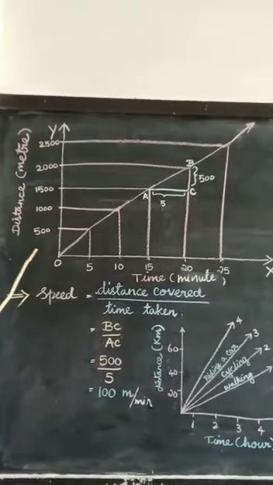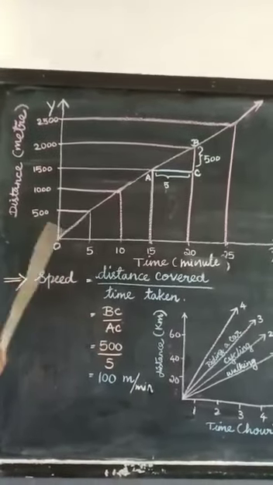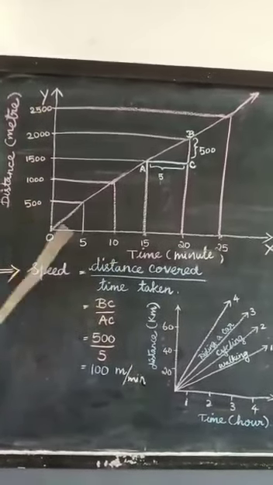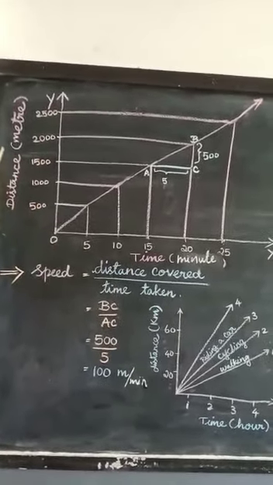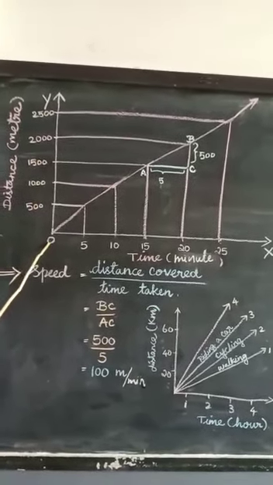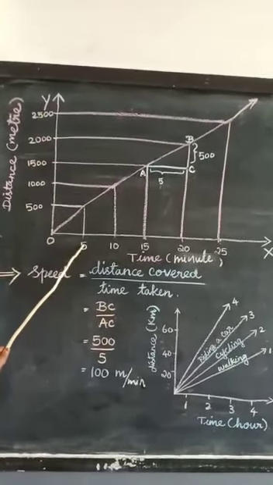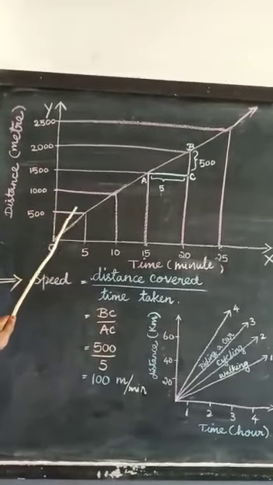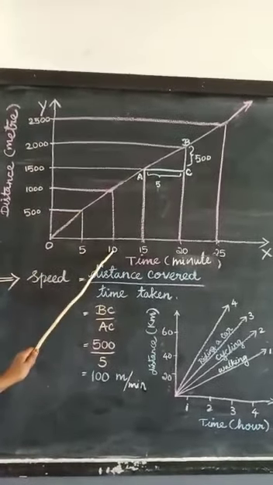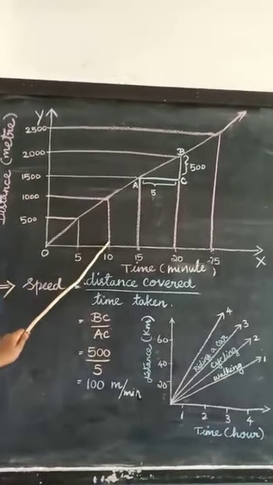Let us consider the graph from that tabulation. This is nothing but the distance time graph. We take the time on the x-axis, that is in minutes, and distance on the y-axis, that is in meters. Initially, he doesn't cover any distance. Then at 5 minutes he covered 500 meters, so let us plot the point here. Like that, at 10 minutes he covered 1000 meters, so let us plot the point here.